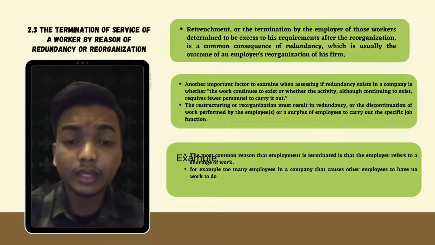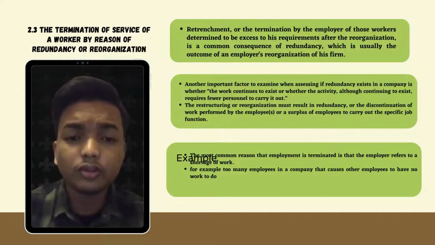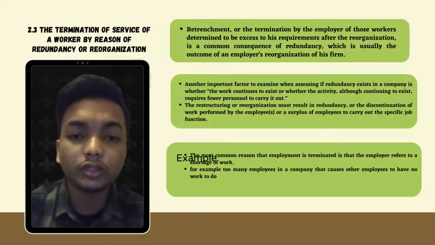This item cannot be included because a collective agreement is recognized as a symbol or proof of the harmonious relationship between an employer or employers' union and a workmen's union. The most common reason that employment is terminated is that the employer refers to a shortage of work. Redundancy is a legal term and includes all the reasons not attributable to the employee personally. Consequently, an actual shortage of work is not necessary for the employer to cite redundancy.